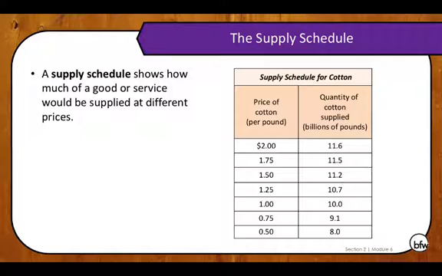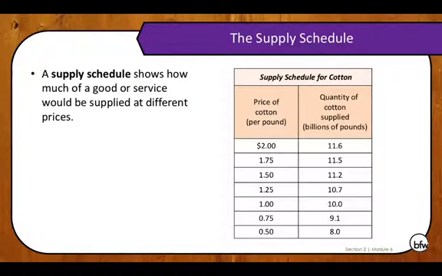At higher prices, producers are willing to supply us with more of a product, and at lower prices, they are willing to supply us with less of a product. So, the law of supply can be stated this way, that as the price of a good rises, the quantity supplied will rise, and as the price of a good falls, the quantity supplied will fall. So, all else equal, as the price rises, quantity supplied rises.